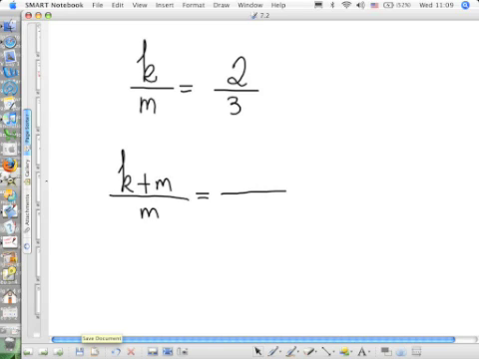Josh. 2 over 3. No. 5 over 3. 5 over 3 is correct. Jacob, please explain. Because you added m to k, so you have to add 3 to 2.